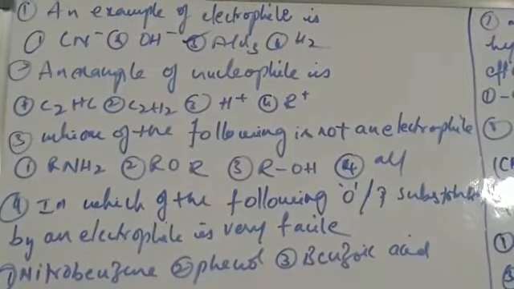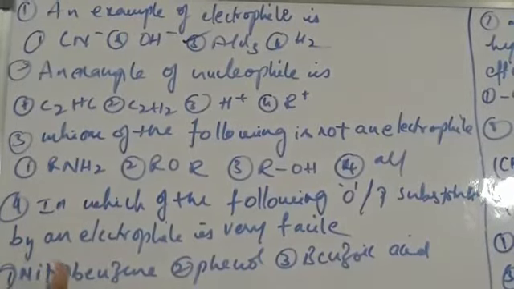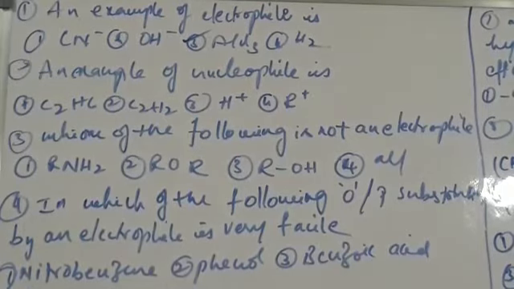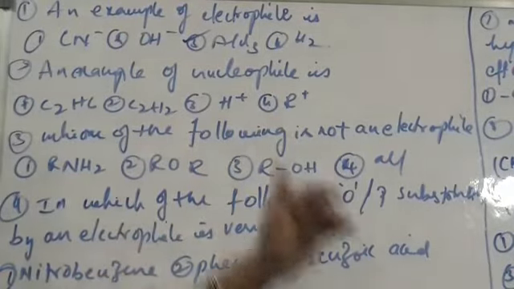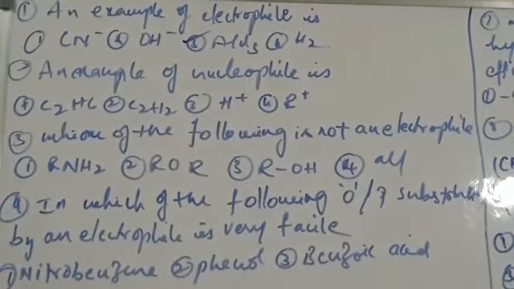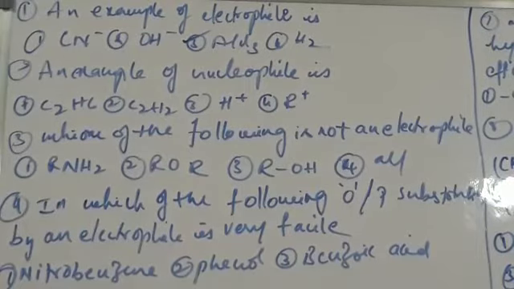Next, an example of nucleophile. So what are nucleophiles? Nucleus attracting species. What is the charge on nucleus? Positive charge. So nucleophiles attract positive charge. So that's why nucleophiles are negatively charged species and also some neutral molecules. Okay. So negatively charged species are nucleophiles. Among neutral molecules, those which contain double bonds or unsaturation are considered as nucleophiles.